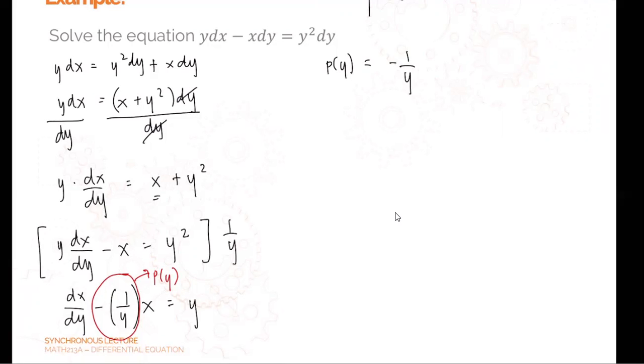So, now, kunin natin yung kanyang integrating factor. So, yung integrating factor natin would be, titignan ko kung kailangan natin yung negative sign, no?